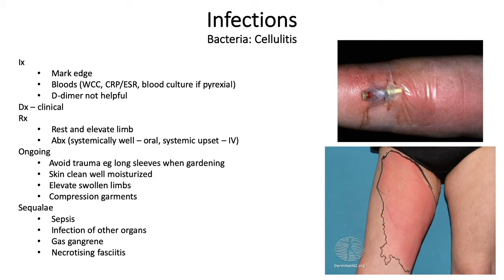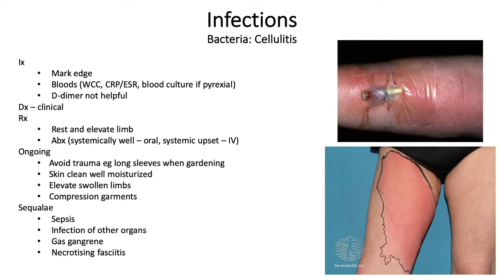So in terms of ongoing care, avoiding trauma is important. So for example, wearing long sleeves when gardening. Keeping skin clean and well moisturised and nails trimmed. Treating fungal infections early and elevating swollen limbs to aid with lymphatic circulation.